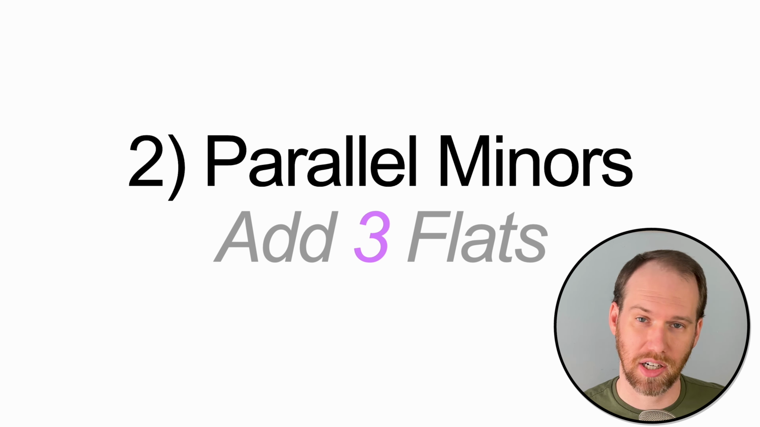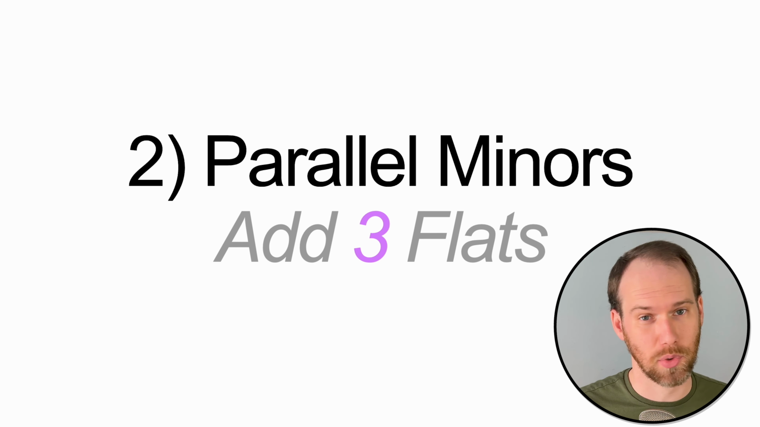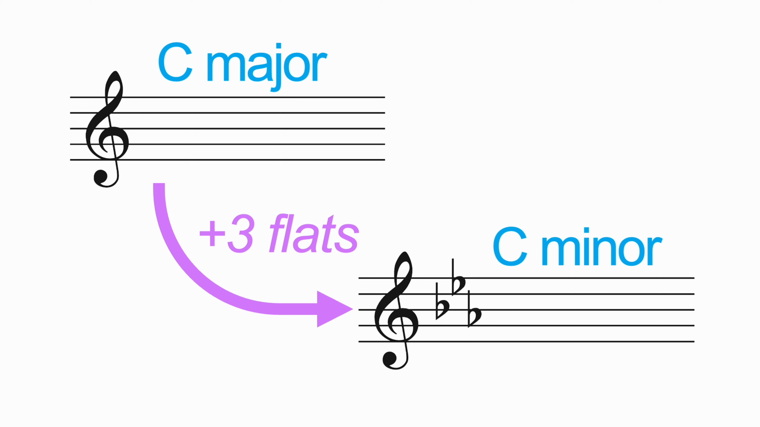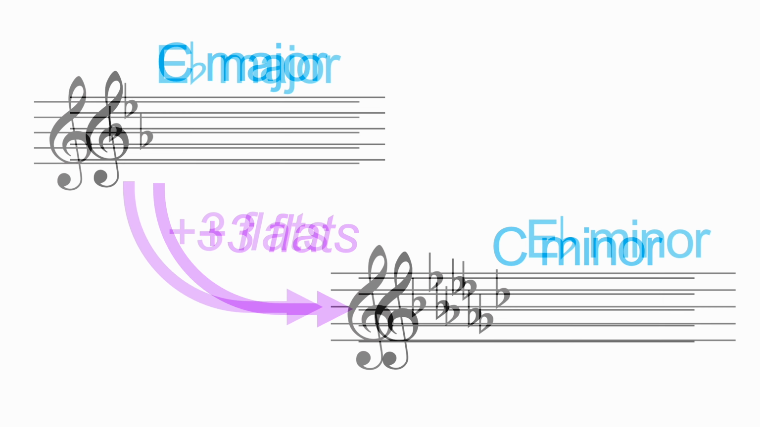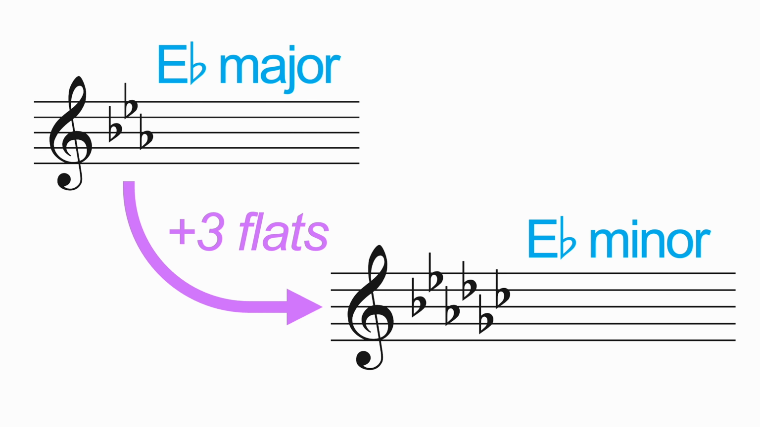Another one that involves parallel minor that's one of my favorites is just to add 3 flats to the key signature. For instance, if I know the key signature for C major is no sharps or flats, I'm going to add 3 flats to that to get C minor. If I do that with E flat major, I know that has 3 flats to start. I'm going to add the 3 flats. Now I get 6 flats total. Now I have E flat minor.